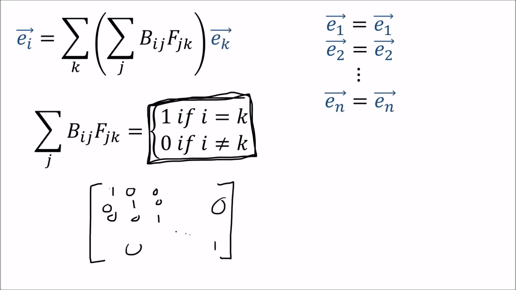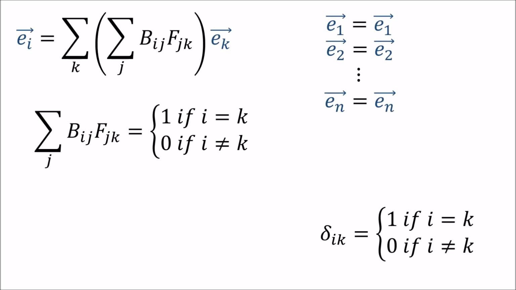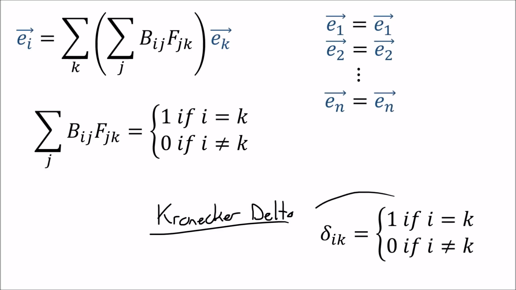Now this behavior where we have 1 where i equals k and 0 where i doesn't equal k ends up being so common that we give it its own symbol called the Kronecker delta. So whenever you see the Kronecker delta, just think of this relationship right here. It's a bit like telling you what the entries of the identity matrix are, where we have 1 where the row is equal to the column and 0 everywhere else.